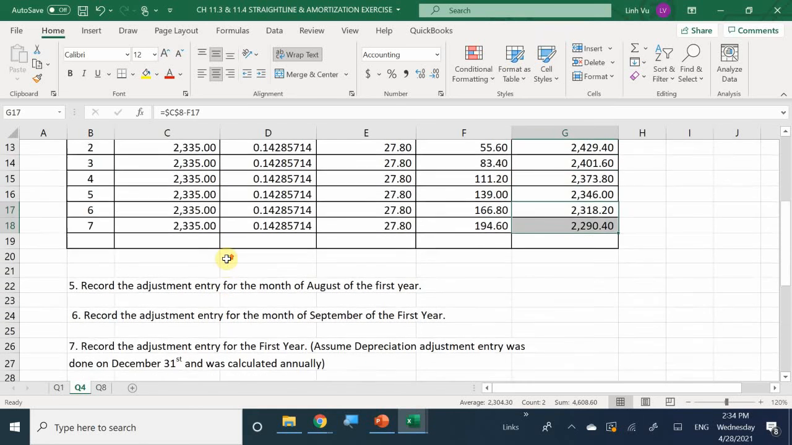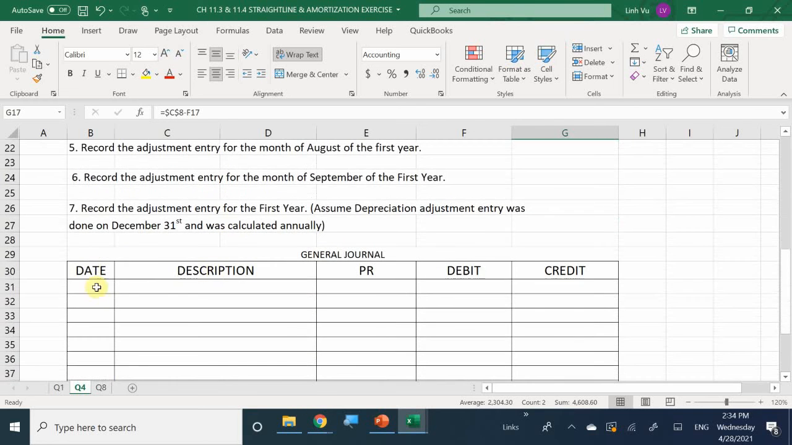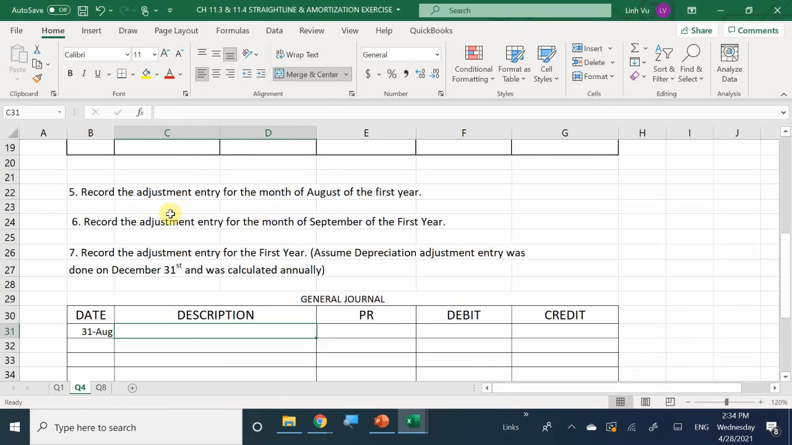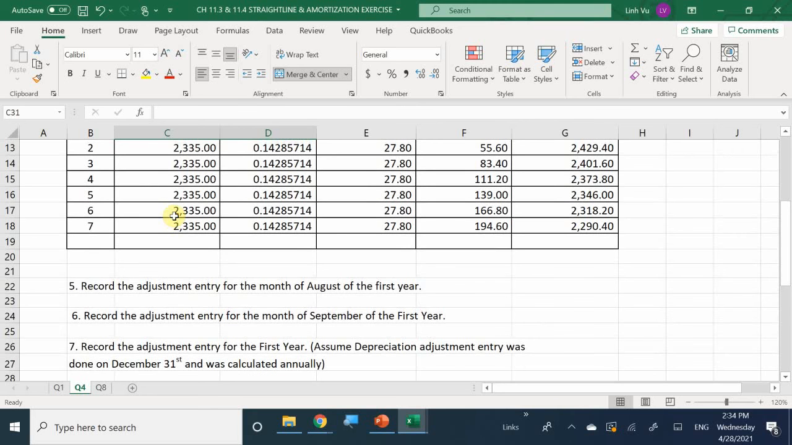Question number 5. We're going to record the adjustment entry for the month of August, for the first year. So how am I going to record this for August 31st? Depreciation expense? No. Amortization expense? No.